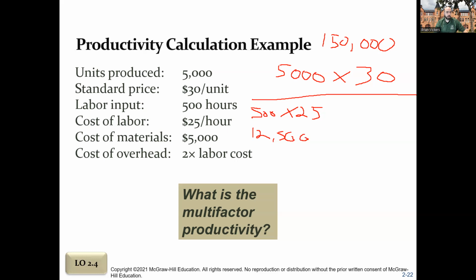$12,500 for labor. Plus we've got 2 times the labor cost for overhead. So if labor is 12,500, then our overhead is going to be 2 times 12,500, so 25,000. And then our cost of materials is going to be 5,000.